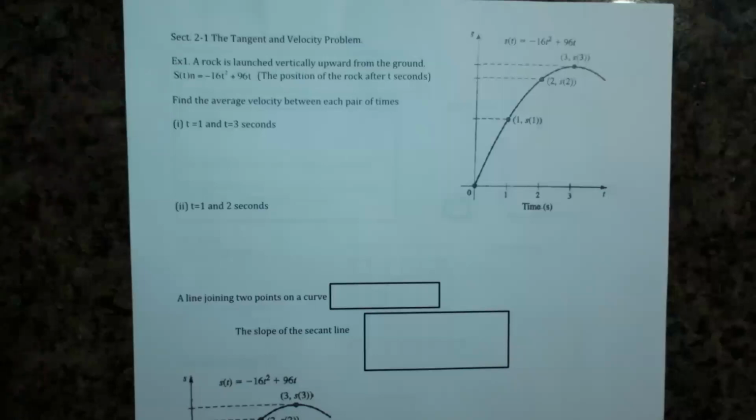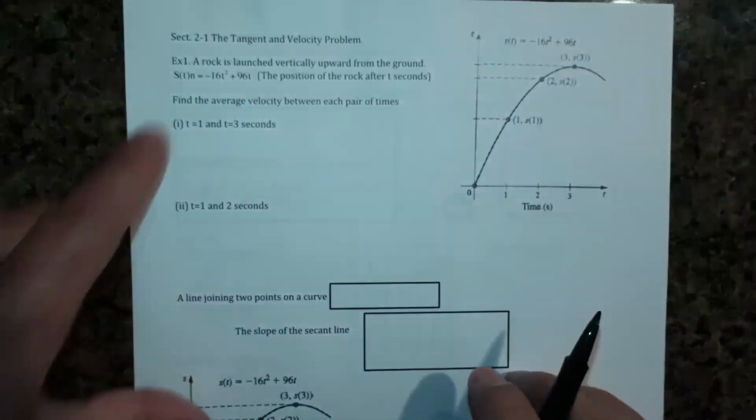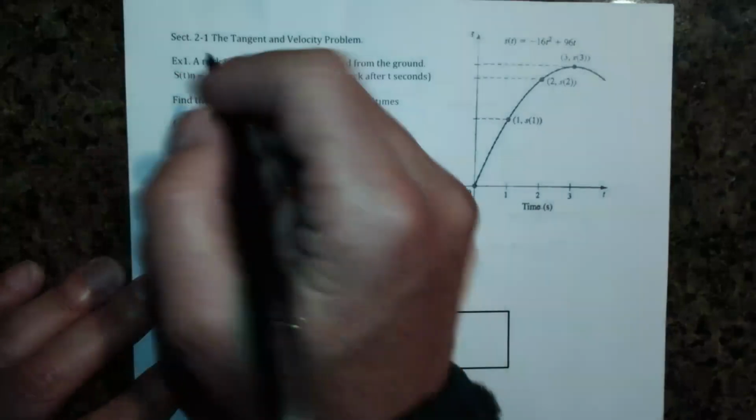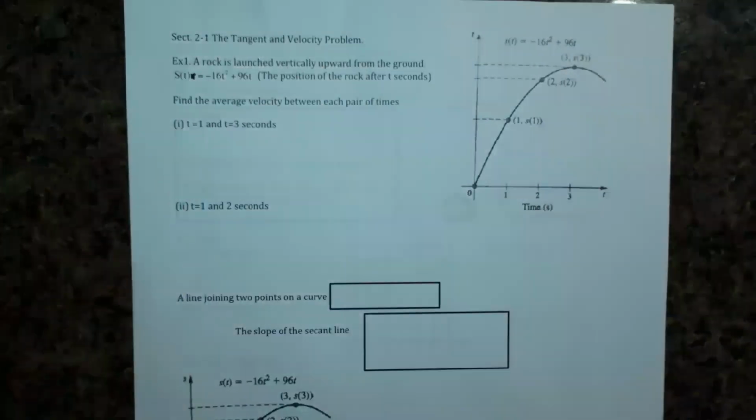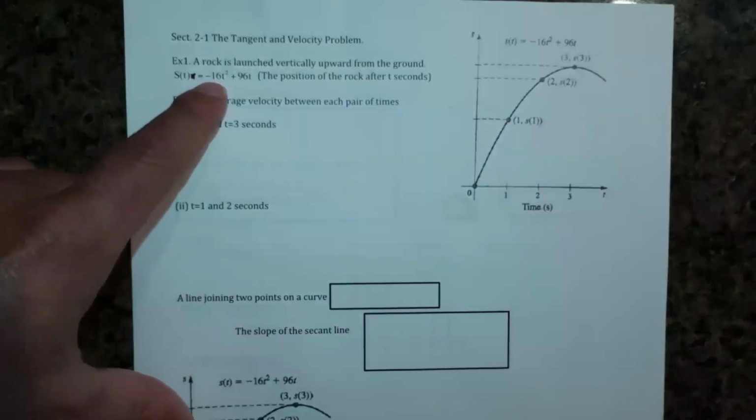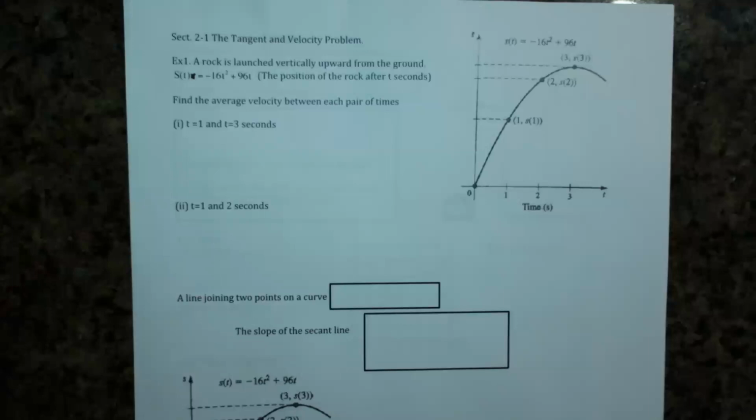We're going to talk about the tangent and velocity problem. This was something that Sir Isaac Newton was pondering when he accidentally discovered or created calculus. He's one of two people that created calculus. And this is a famous equation. It may not look like it, but this is a rock is launched vertically upward from the ground. And we're using this equation, S of t is equal to negative 16t squared plus 96t. And the negative 16 is because gravity is downward. That's why it's negative. And the 96 is the initial speed that the rock is launched.